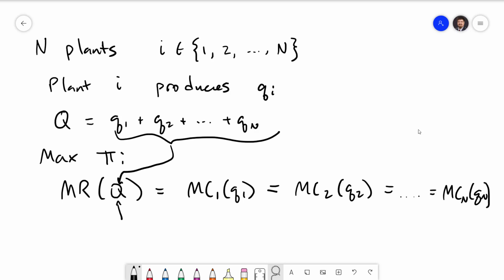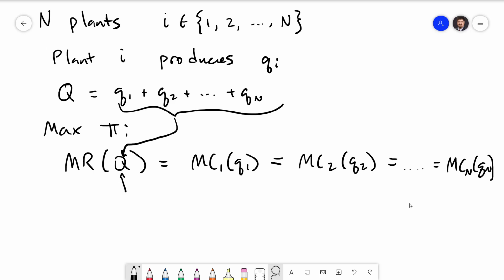Just like with the basic monopoly problem, we can also do this by setting up our firm's profit function and taking the first order conditions, that is, taking each of the partial derivatives with respect to each of the quantities and setting all of those equal to 0, and then solving this as a system of equations. You'll get the exact same answer. Throughout this video, I'm going to show you both methods. You can do whichever one you are more comfortable with.